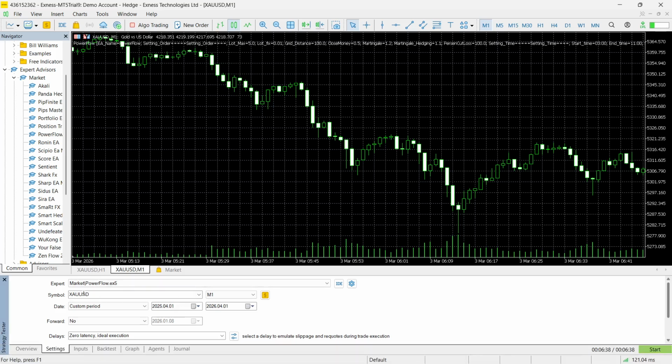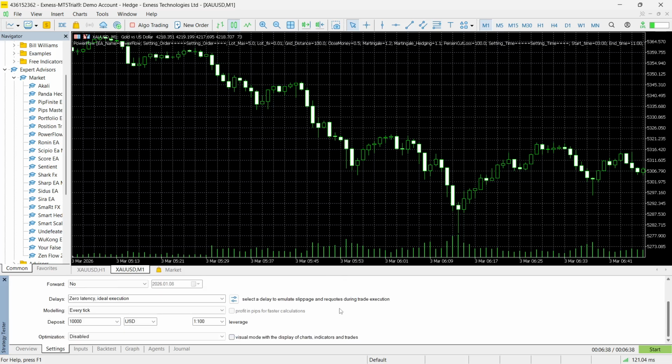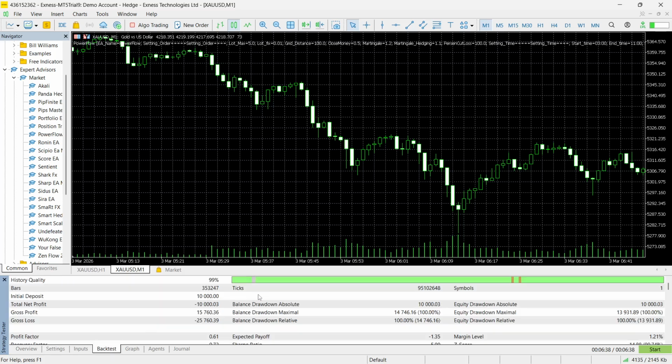So I used the XAUSD pair on the 1 minute time frame as recommended by the developer, and I chose a custom period from 1st of April 2025 to 1st of April 2026. That's a 1 year period. So for an initial deposit of $10,000, the results I got weren't anything to write home about actually.